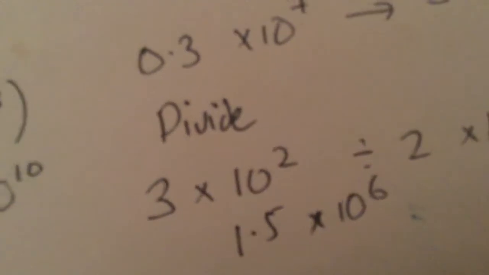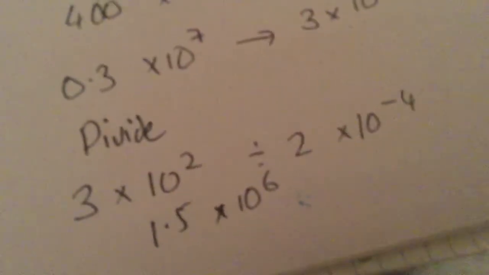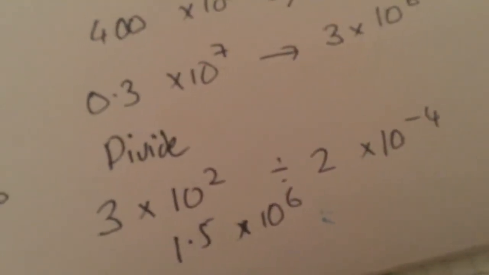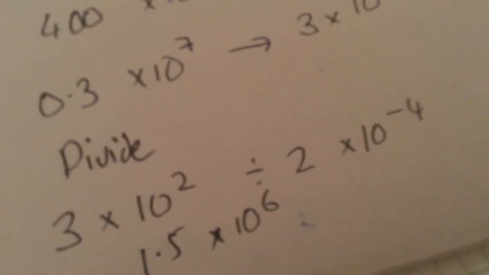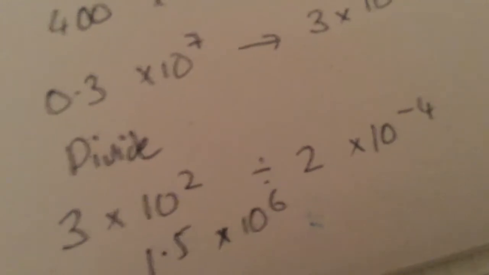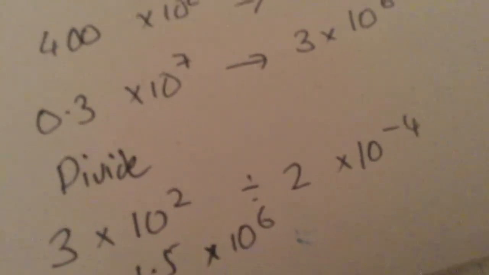An example of division: 3 times 10 to the 2 divided by 2 times 10 to the minus 4. This time you're dividing, 3 divided by 2 is 1.5, but instead of adding the powers, because we're dividing, you'll be subtracting: 2 minus minus 4, which is positive 6. I hope that makes sense.